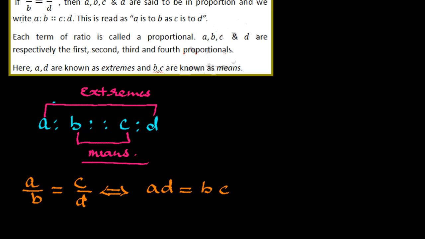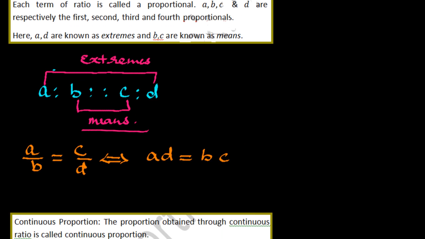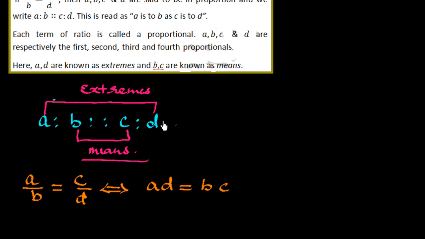Now we take one example. Here we have a proportion. We have to make the ratios in proportion, where the proportion is given 5 over 8 is equal to x over 12. Now we have to find out the x. What would be the x here?